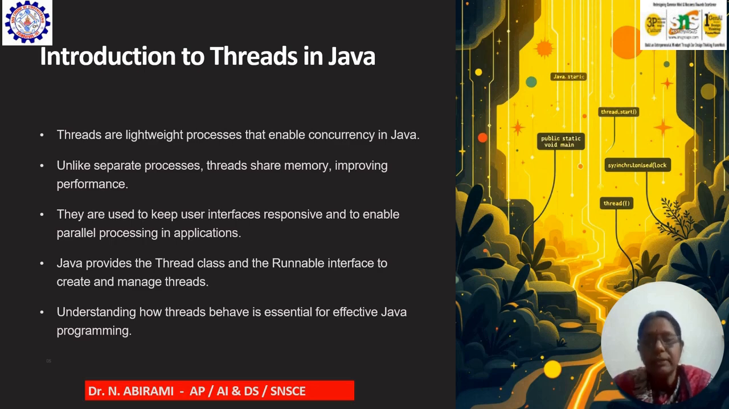Java provides two ways of creating threads. One is using the Thread class by itself, another is using an interface called the Runnable interface. And we can use these two methods to create as well as to manage the thread functioning. Understanding the thread and the behavior of the thread is very essential in order to go with effective Java programming.